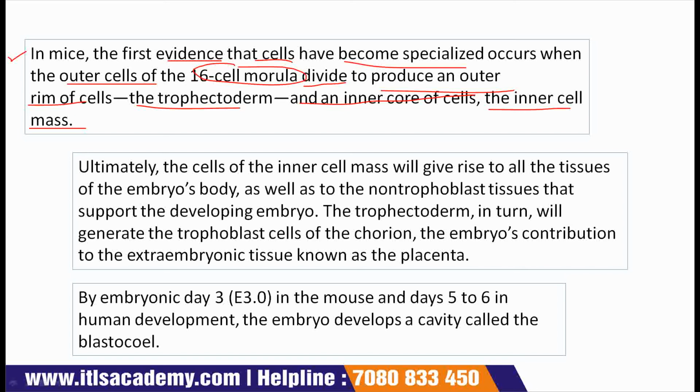In the first differentiation event of embryogenesis, the outer or polar cells give rise to the trophoectoderm, and the inner or apolar cells become the inner cell mass.